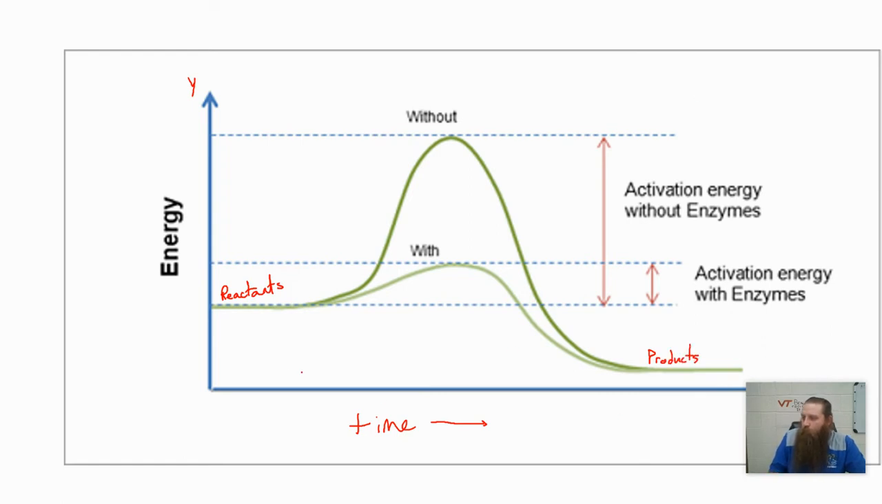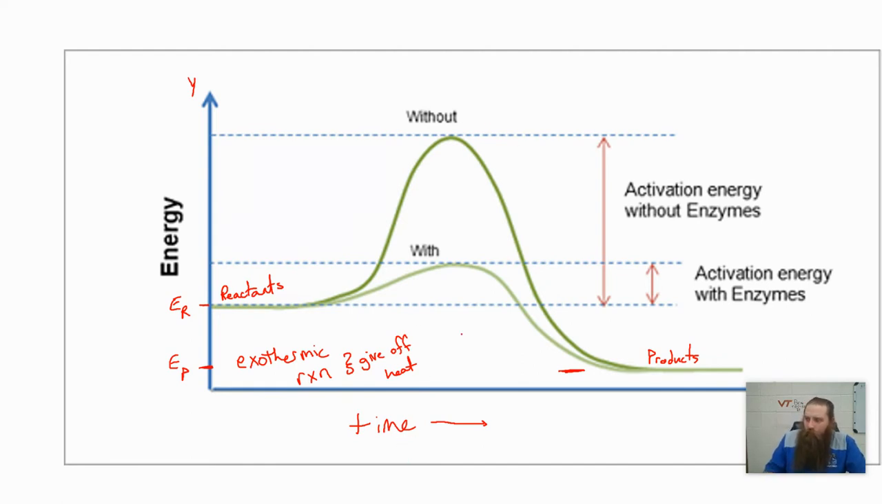I can tell right off the bat this would be an exothermic reaction, which means it's going to give off heat. I can tell that because the energy of my products, E sub P, is lower than the energy of my reactants. So that tells me this is exothermic.